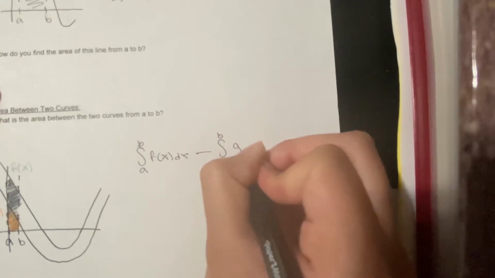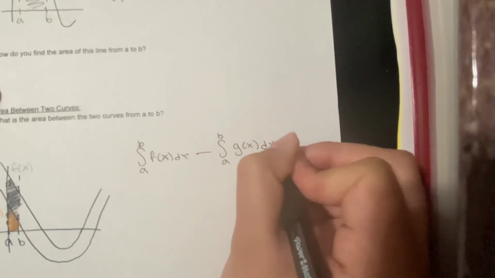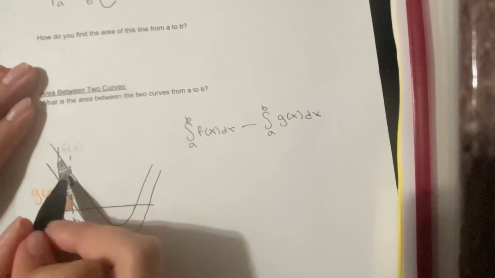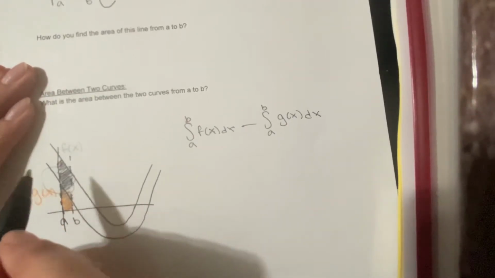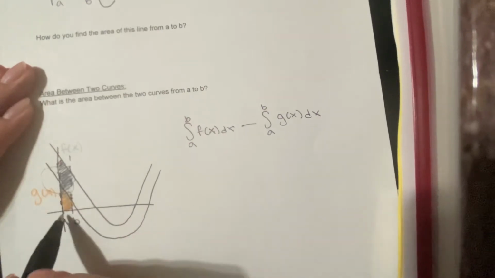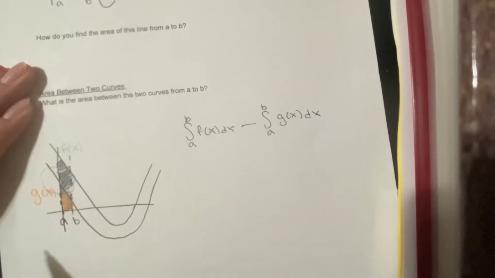So let's think about this. The area of f of x from A to B is going to be this shaded region right here, which includes area that we don't want. But g of x's area includes the exact area that we don't want, so if we subtract g of x's area from the area of f of x, we are going to end up with the area only between the two curves from A to B, which is what we were looking for in the first place.